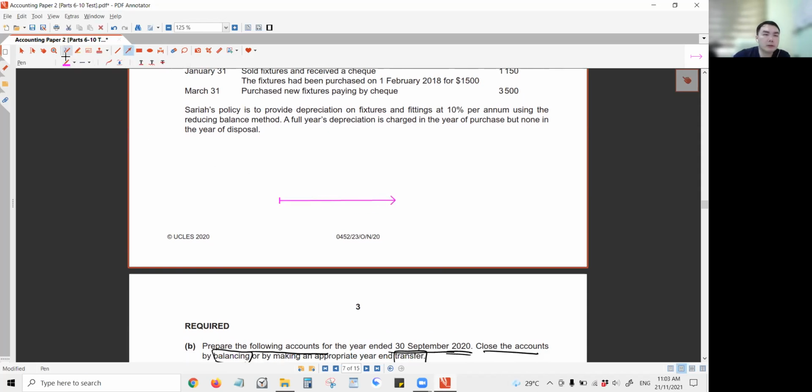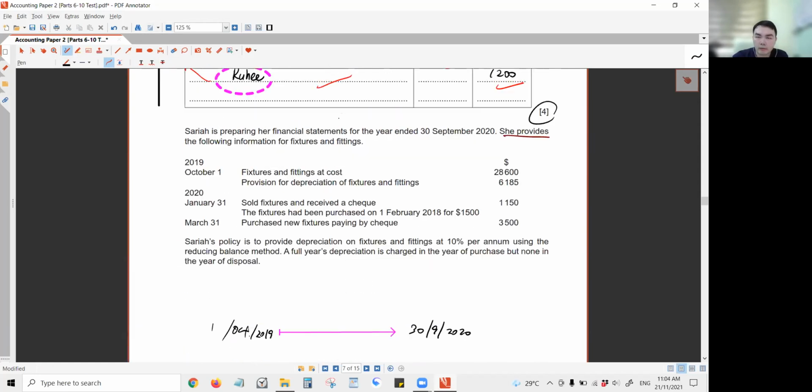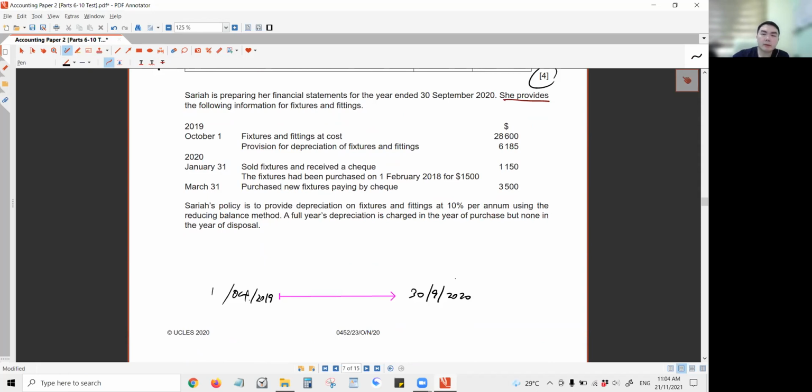The year end is 30th September 2020. Let me write it down here. 12 months backwards, October 1st, 2019. We are doing the answers for this period. As I say, we have done the disposal four steps. Now we want to find the depreciation for this accounting period. What is the depreciation?